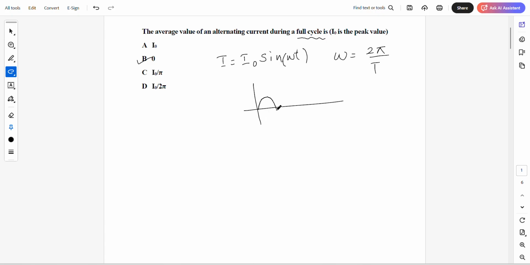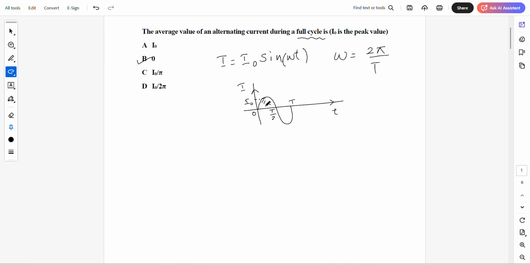Now draw a sinusoidal waveform. This is a sinusoidal waveform. This is I. This is the time period. This is I naught, the maximum value, the peak value. This is 0. This is the full cycle. This is T, and this is T by 2.